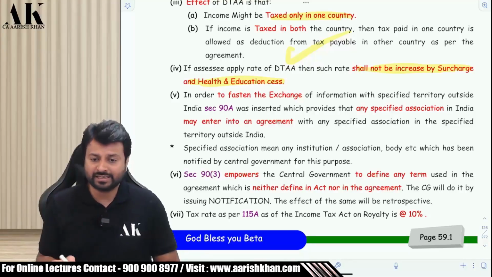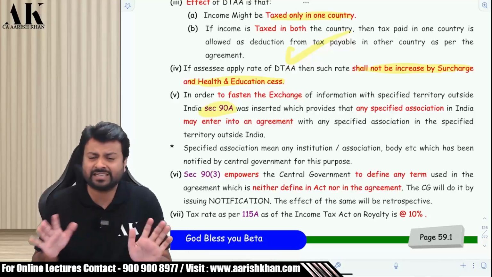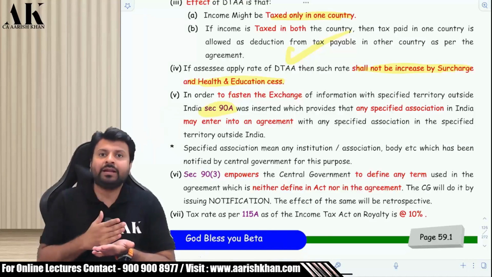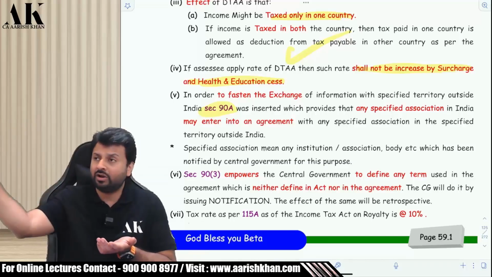Next. There is one more section along with Section 90. Section 90 and Section 90A are almost similar to each other. Both of them are exactly similar. The only difference is that in Section 90, the Indian government enters into a treaty with the government of a foreign country or specified territory.